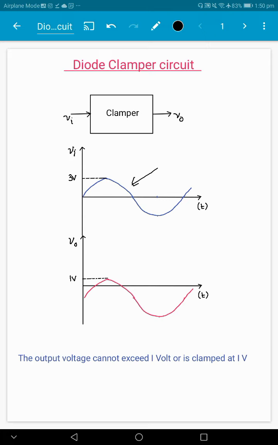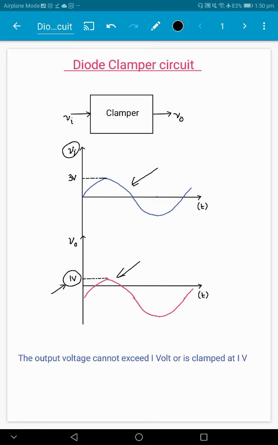Now, what a clamper does is that the output of the clamper is a modified voltage which is clamped. For example, in this case it is clamped at 1 volt, meaning that the voltage cannot exceed 1 volt. As you can see, effectively we have taken the input and shifted it by a certain magnitude such that the peak value does not exceed what we call the clamping voltage, right.